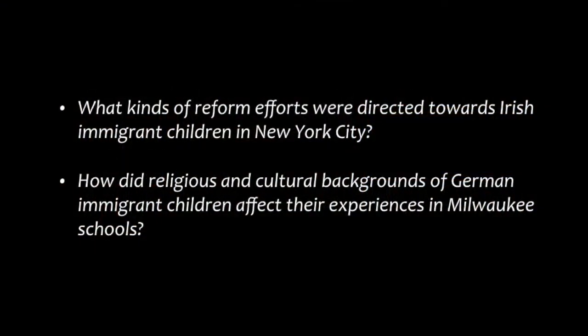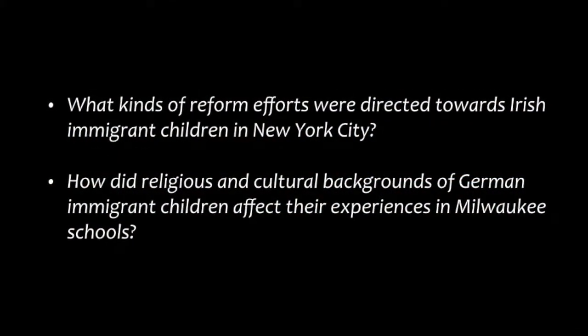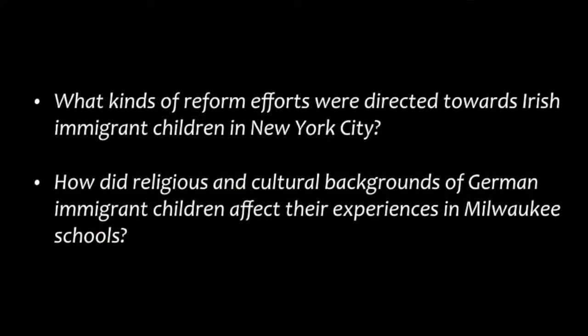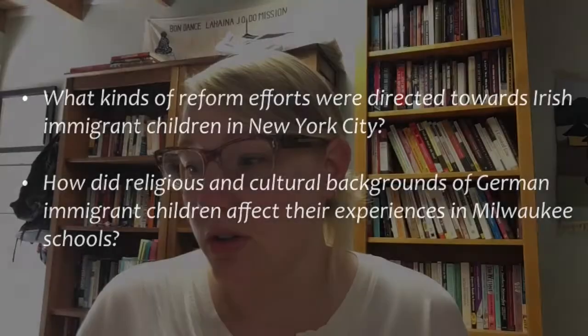So these are the ways that I adjusted the questions a little bit to make them a little bit more specific. So the first one is, what kind of reform efforts were directed towards Irish immigrant children in New York City? And then second, how did religious and cultural backgrounds of German immigrant children affect their experiences in Milwaukee schools? So you're really narrowing in on a region, a time period, an ethnic group to hone your question a little bit.